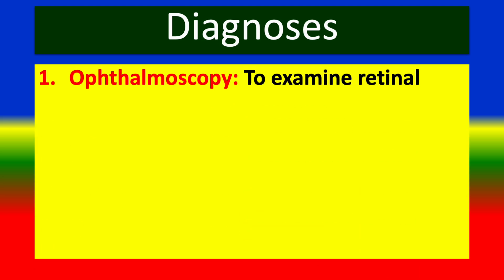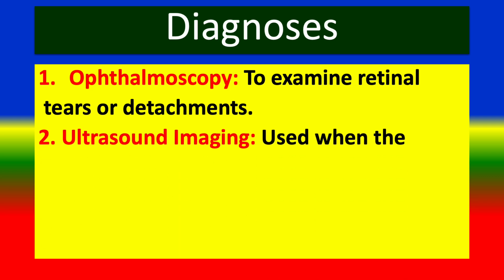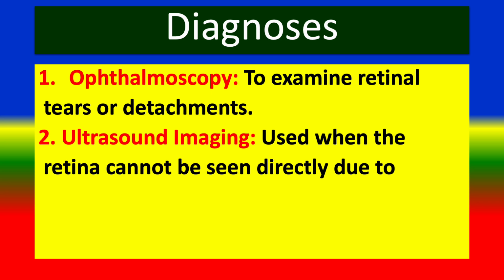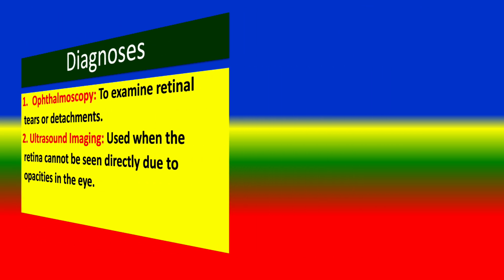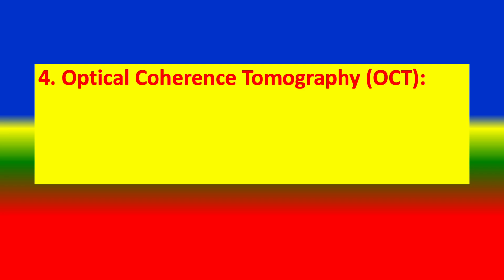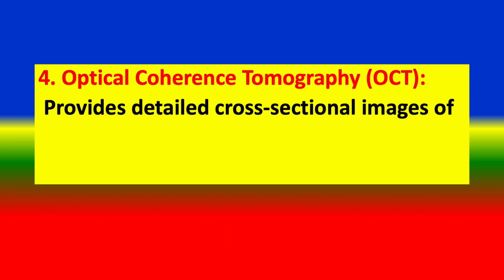Diagnosis. 1. Ophthalmoscopy to examine retinal tears or detachment. 2. Ultrasound imaging, used when the retina cannot be seen directly due to opacities in the eye. 3. Optical coherence tomography, OCT, provides detailed cross-sectional images of the retina.